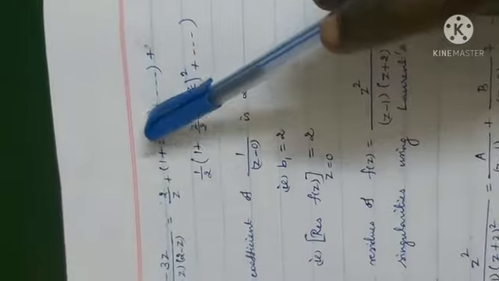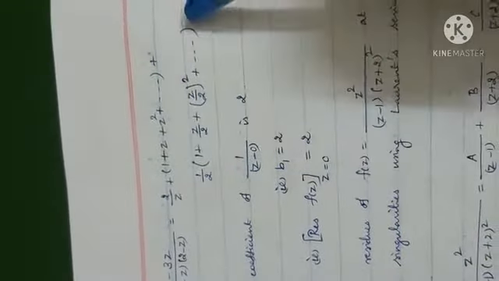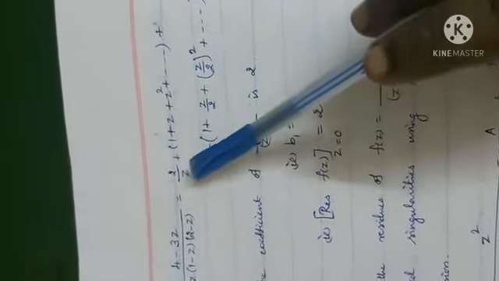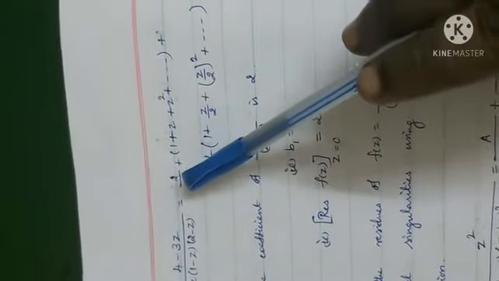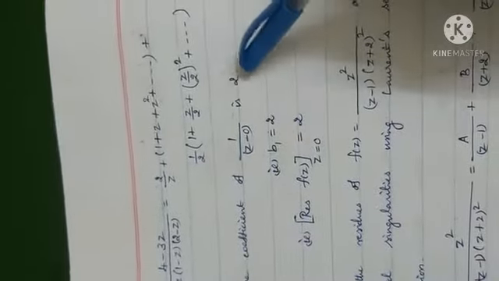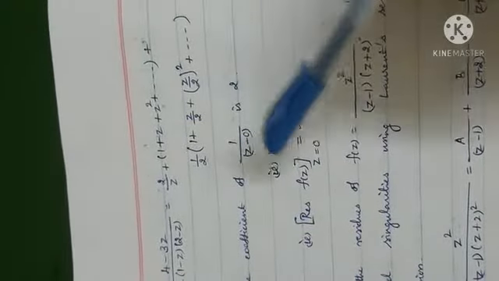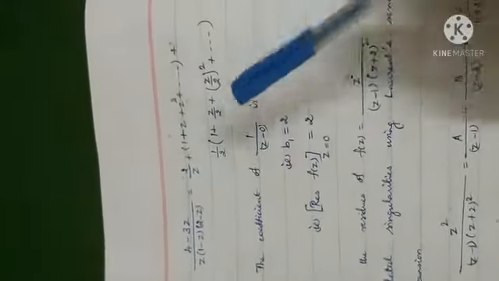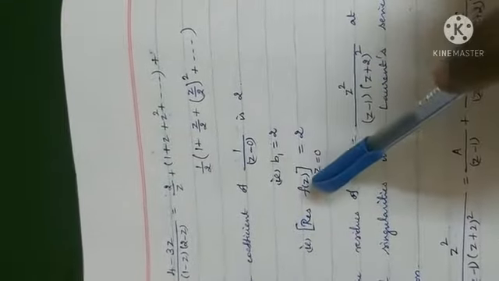Here z is in the numerator. In all the other terms z is in the numerator. So this is the only term where z is in the denominator, z minus 0. So the coefficient is 2. So this 2 is called the residue of the function.